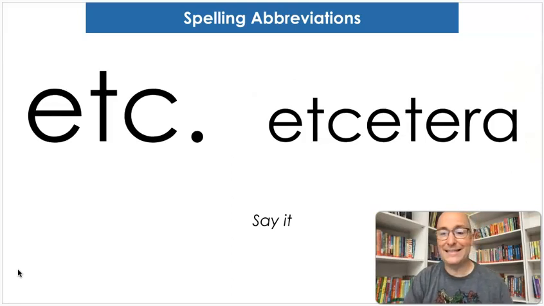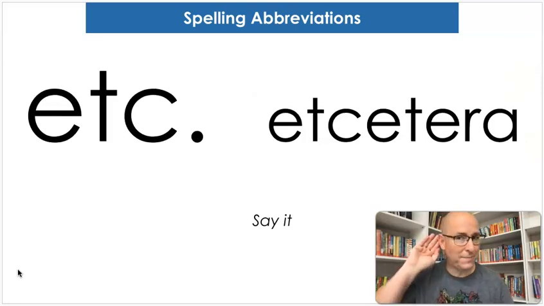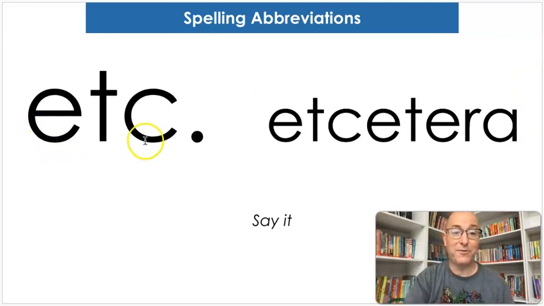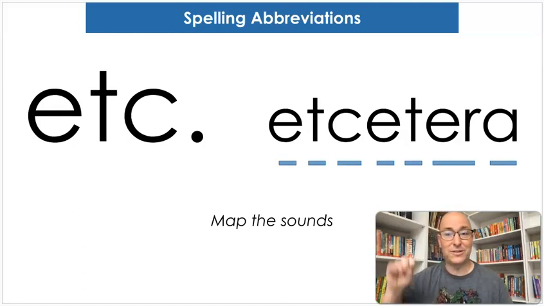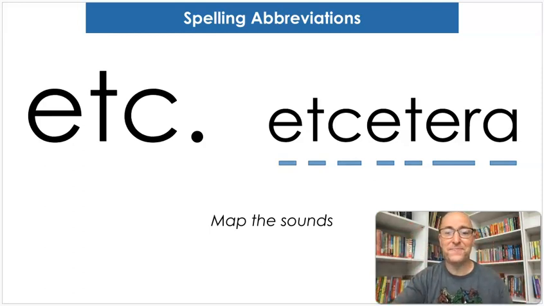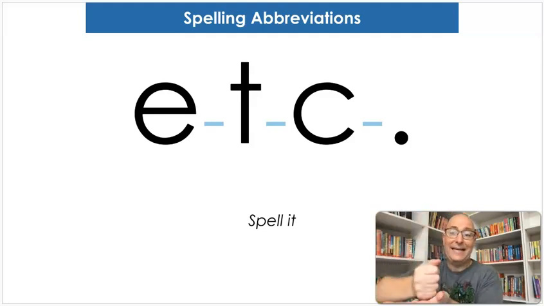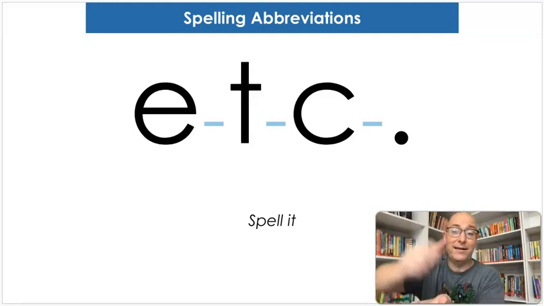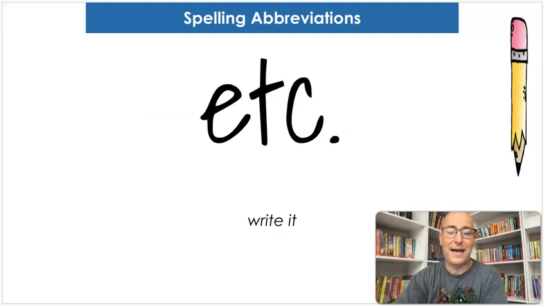Our next word is etc. Say etc. I bet a lot of you have seen that before and you knew that it meant something was continuing, but you didn't know it was actually pronounced etcetera. That's an interesting word. Let's map those sounds. Et, s, et, etc. Spell it. E-T-C period, etc. And write it. E-T-C period.